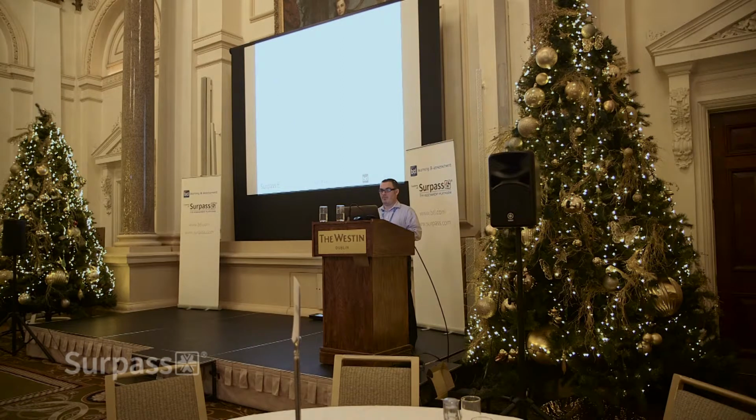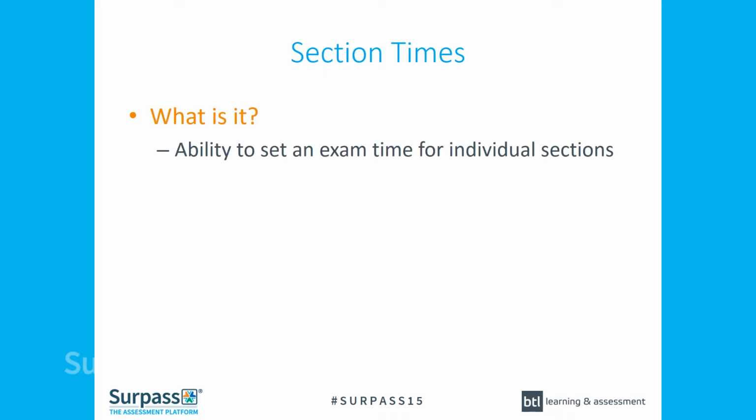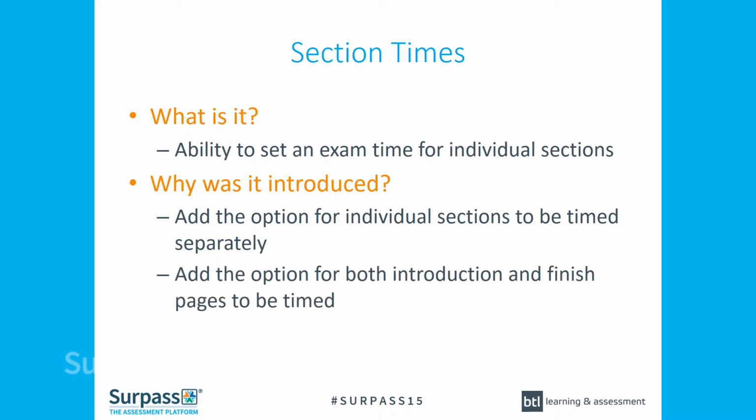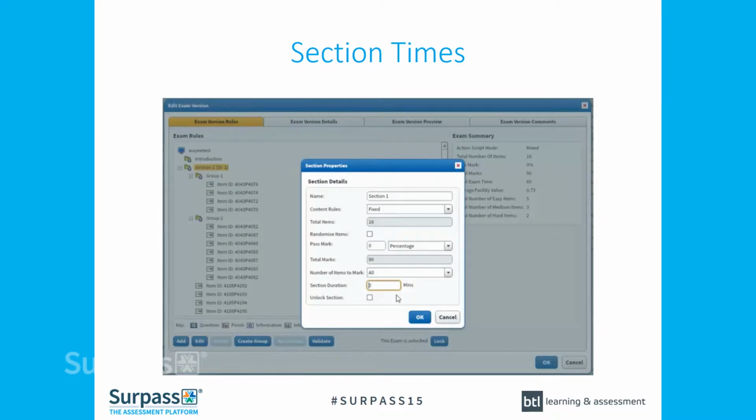Okay, I'm going to hand over to Pete to talk about section times now. Okay, so we introduced the concept of timed sections. At the moment in Surpass, you can only set an exam to be untimed or timed, so you can make it a 60-minute exam or not timed at all. Now you can set specific times against individual sections, so you can have a 20-minute section and then a 30-minute section. The clock will tick down for the individual section, and you can click on the time and change it to the overall time view as well, so the candidate can see how much time is left of the entire exam.